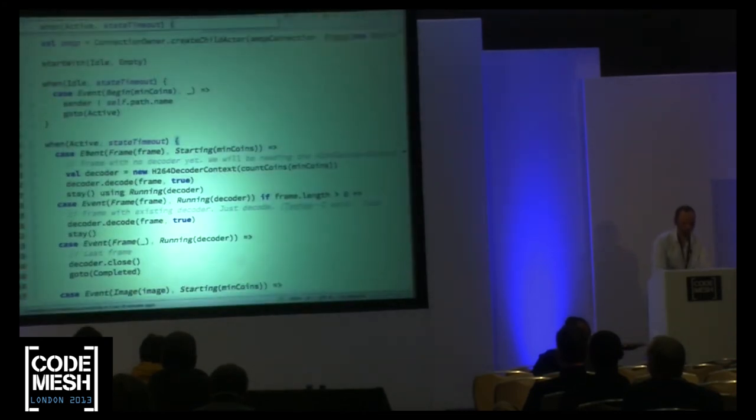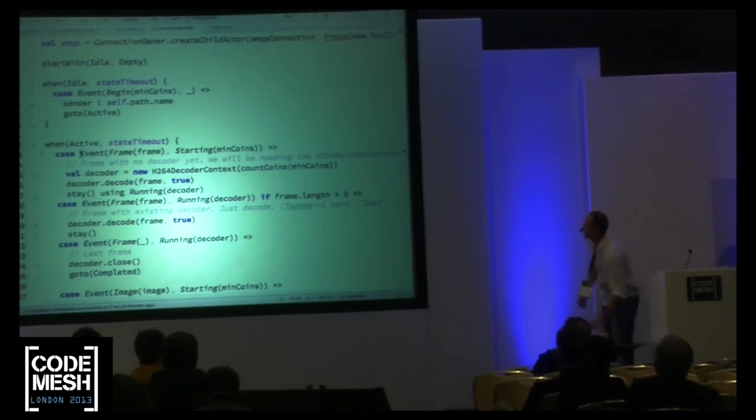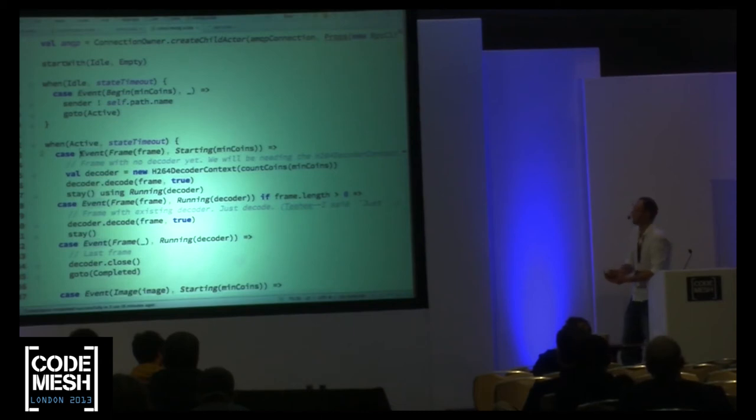So, there we go. We're in the active state. When we receive a frame message containing the frame, that's the actual byte array of the bit of the H.264 stream, and we're in a state with data is starting, so this is the first frame we ever see. We don't have a decoder for it yet. What we're going to do is to create a new H.264 decoder, given this count coins function, that's slightly below.